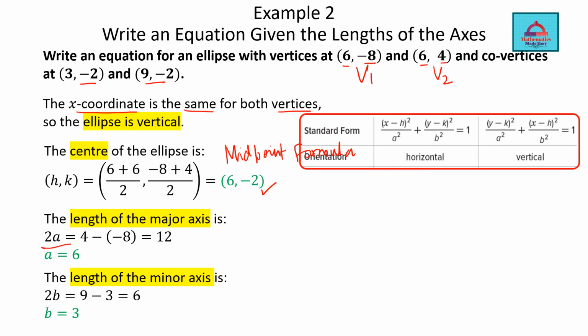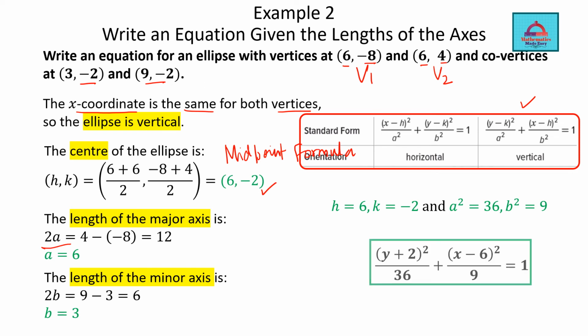Once you get your a and b, it is easy to identify that out of the two forms you are going to select the one with vertical orientation. So this is the equation. You have a, you have b, you have the center (h, k). So let's write the equation as this one. The center (h, k): h is 6, k is negative 2, a squared is 36, b squared is this. Plug in everything in this formula and you get the equation of the vertical ellipse.